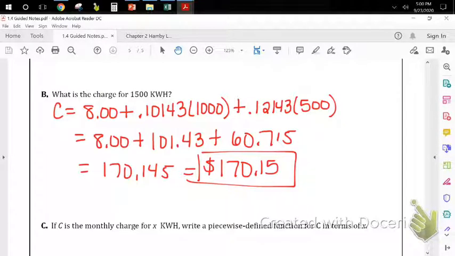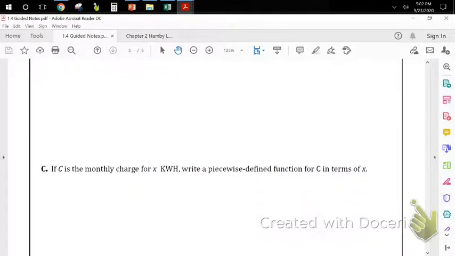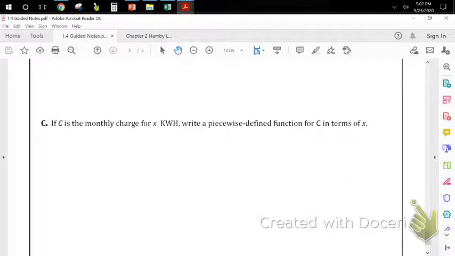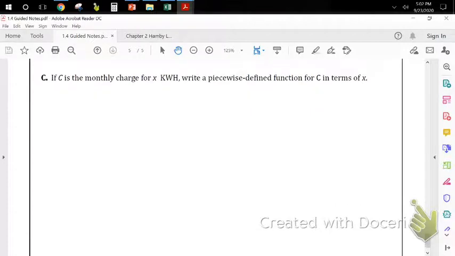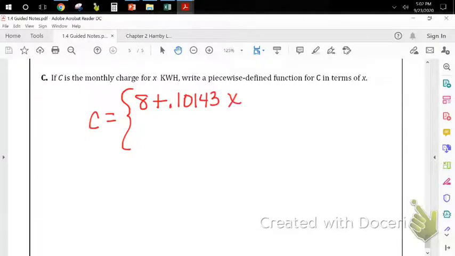And then C says, if C is a monthly charge for x kilowatt hours, write a piecewise defined function for C in terms of x. This would have made our life a lot easier if they had made us do this to begin with. But so we've got two scenarios. We got if it's below 1,000, and then we got if it's above 1,000, okay? So we're going to have two equations here. So we know that it's going to be $8 plus 0.10143x when our x is less than or equal to 1,000.